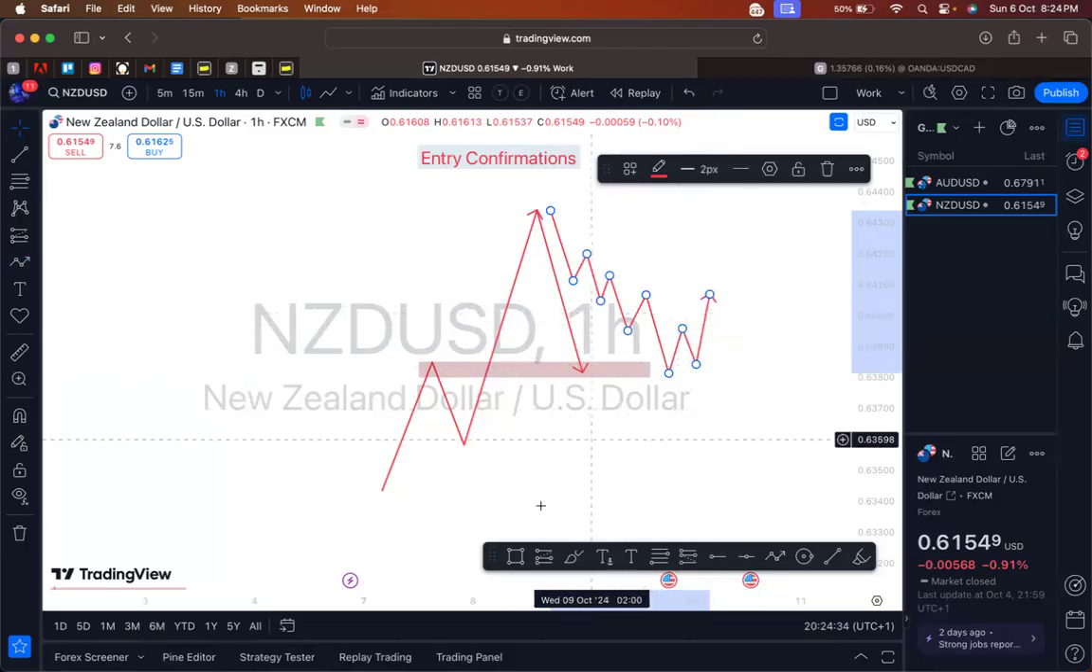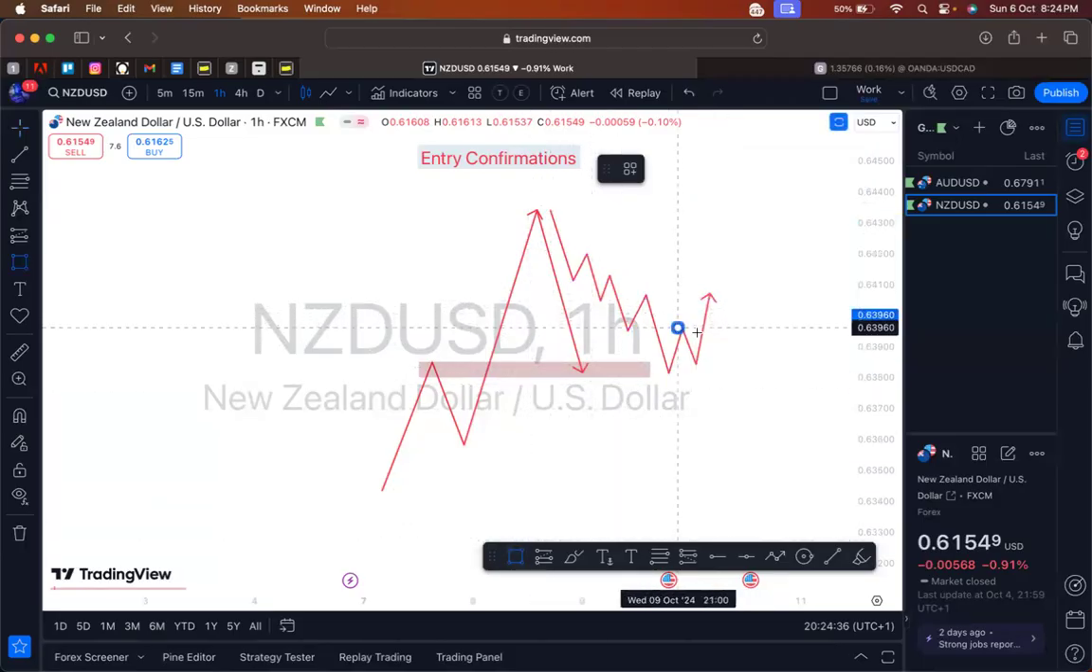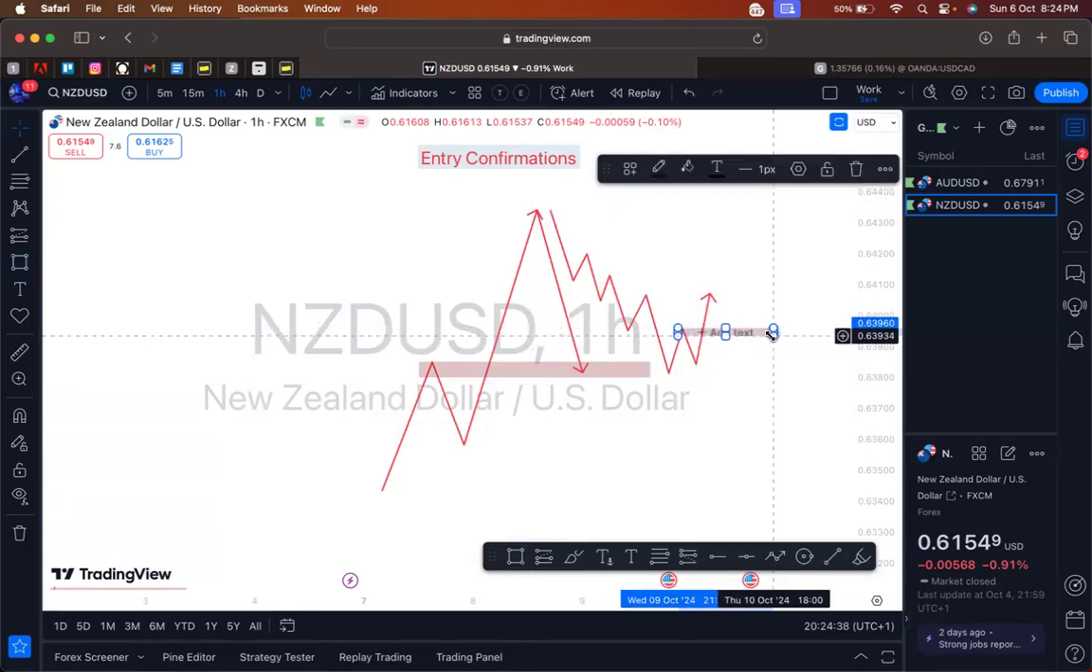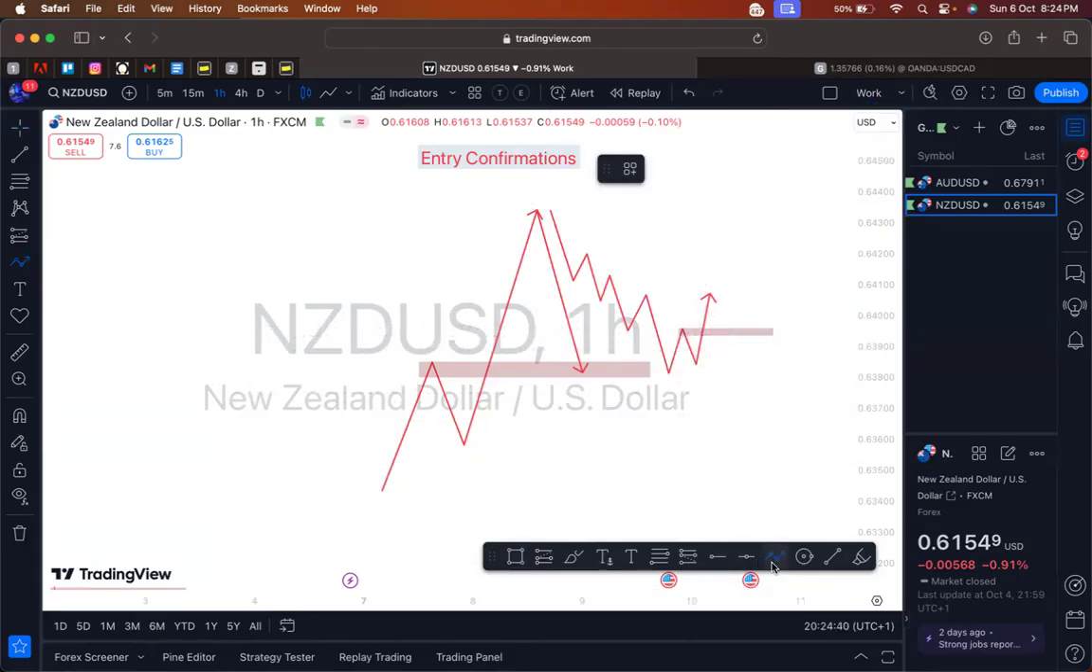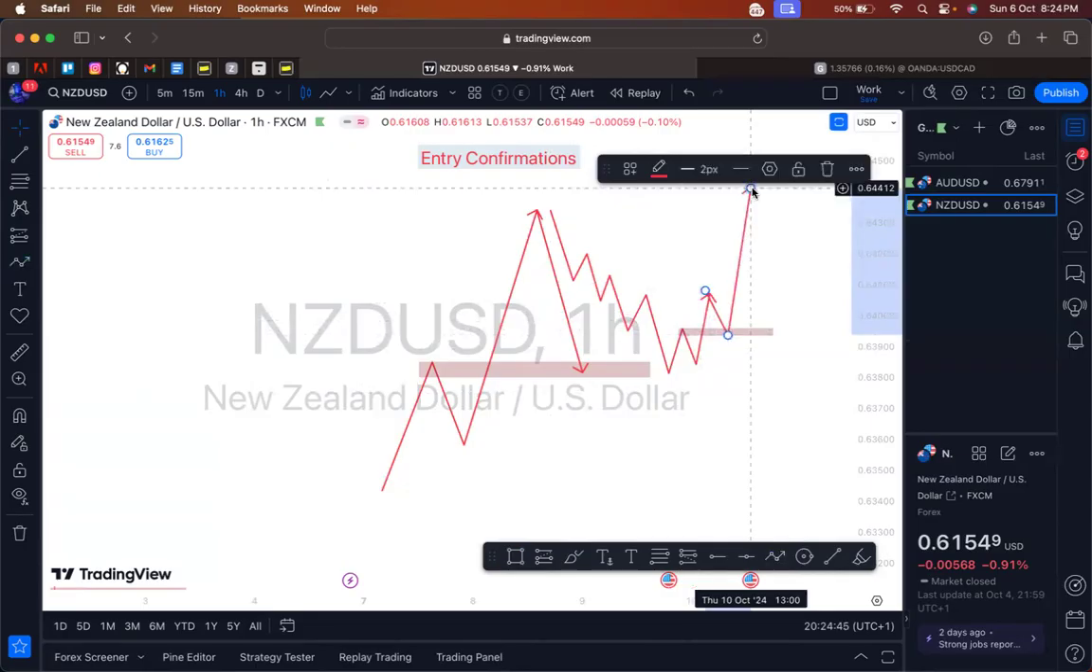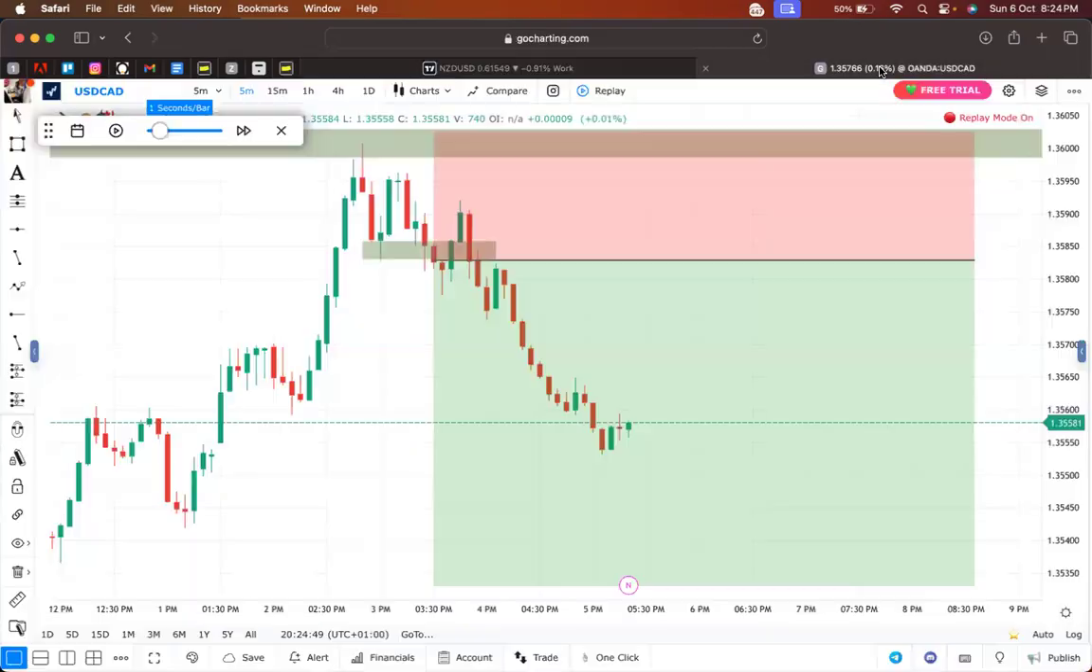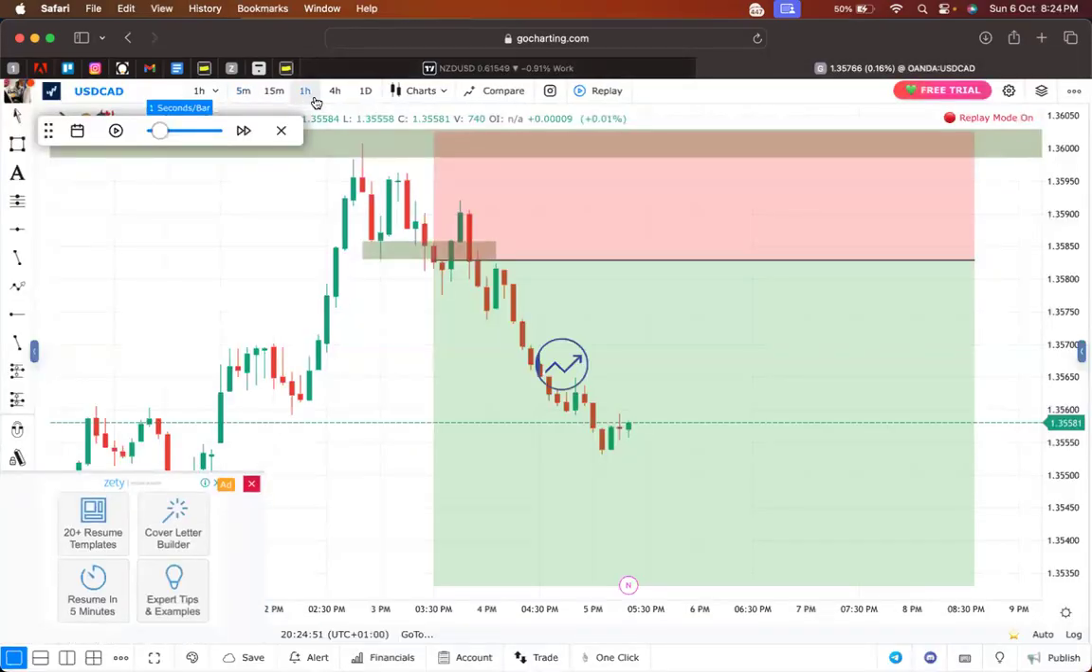We're looking for price to break at least one of the lower highs to the upside. Then we get our entry level. We'll be looking at price to come back to retest it, and then we get buys from there, and then we ride it to the upside. Are you guys getting it? So let's take a look at a chart example. Let's go to the 1 hour time frame.